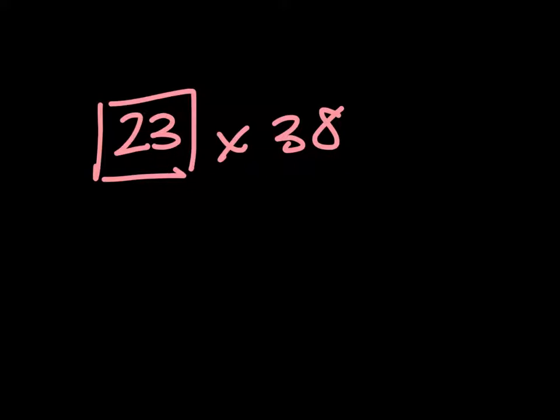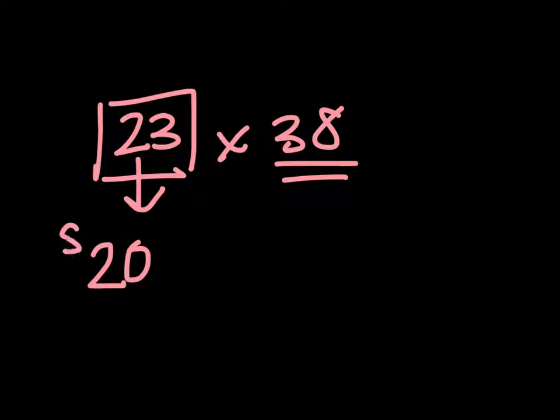So in this problem, we know that 23 is going to multiply by 38 because it's $23 for one shirt and I'm going to buy 38. So I'm going to estimate those two numbers to find the closest number that's going to help me multiply. I'm going to move 23 to 20 because 20 is an easy number to multiply, and then I'm going to take 38 up to 40.